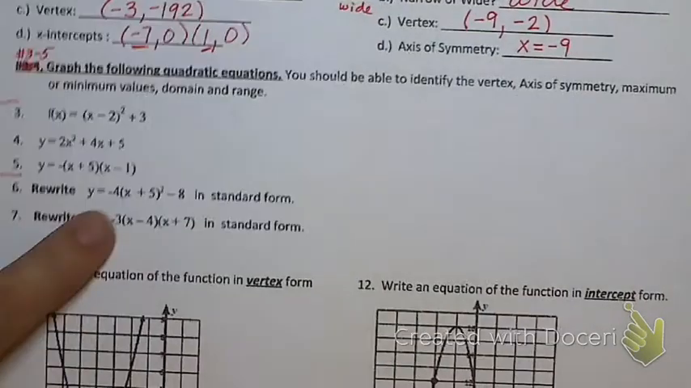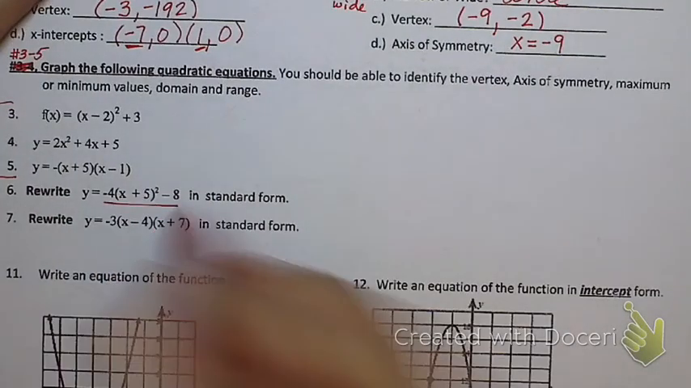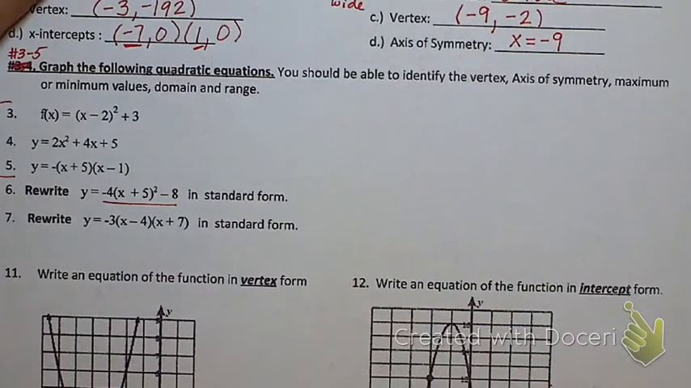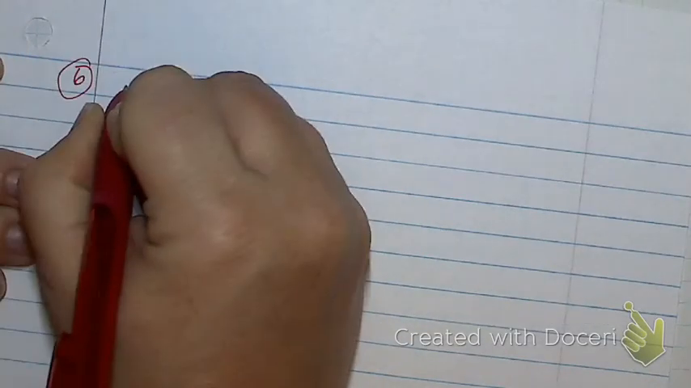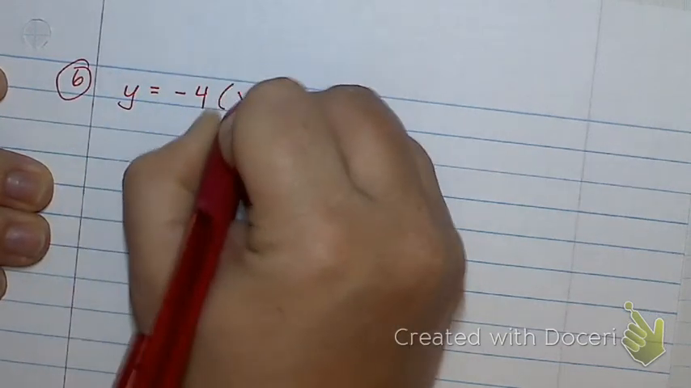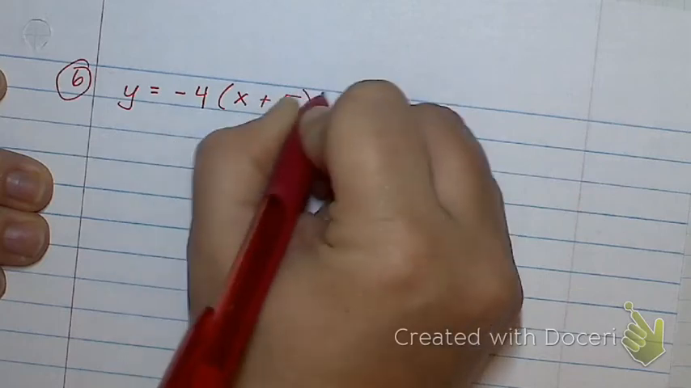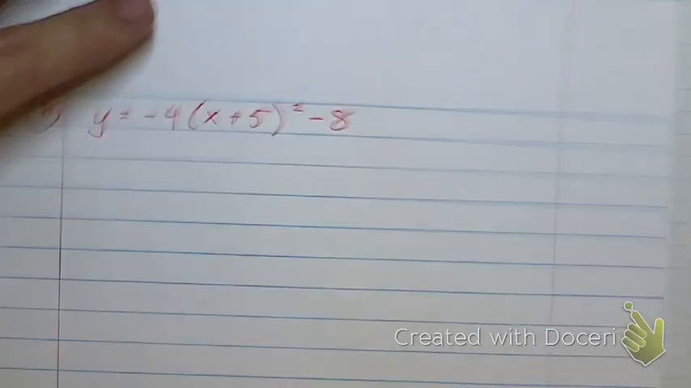So, rewrite this in standard form. We did that several times. Do you remember? Yeah. I think so. So, if I have to rewrite, I'm going to do it on a separate piece of paper. So, the problem is, this is number 6. And the problem says rewrite y equals -4 parentheses x plus 5 squared minus 8. How do I rewrite it in standard form?